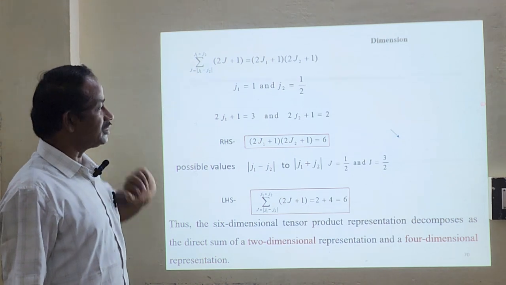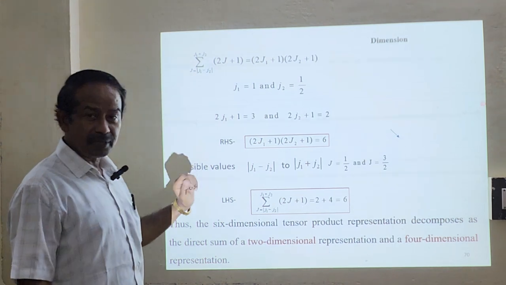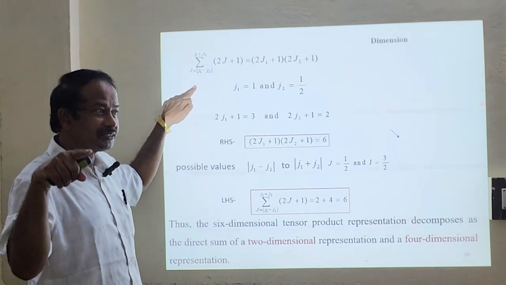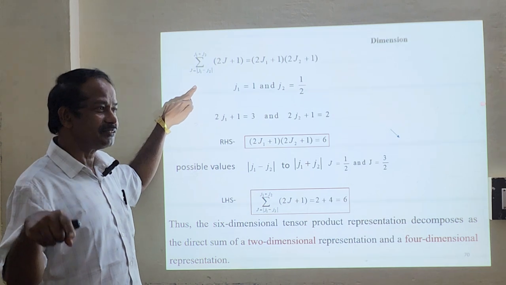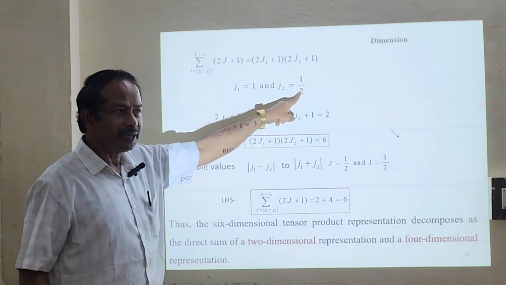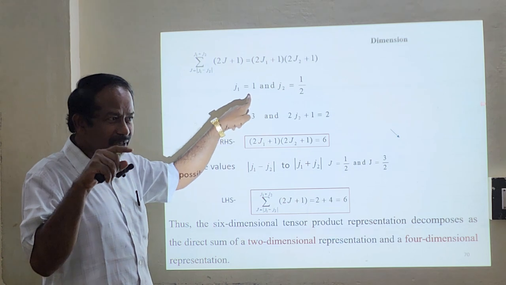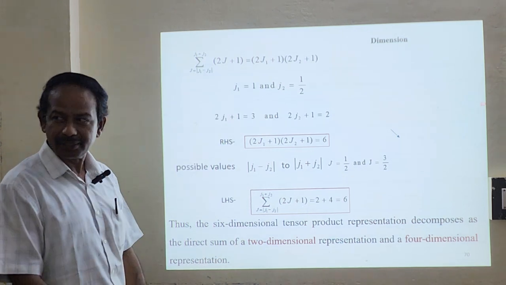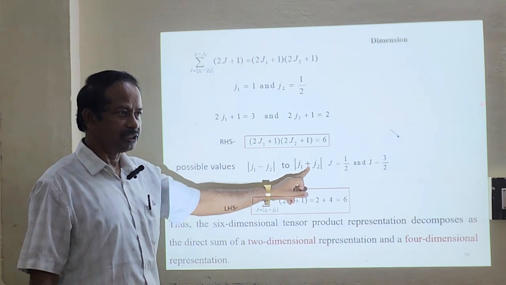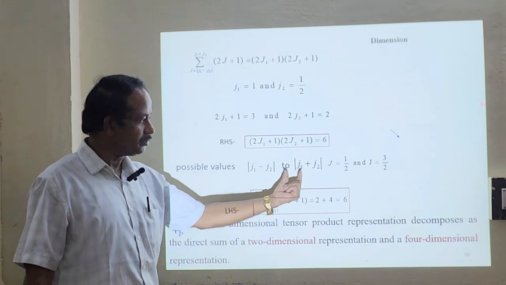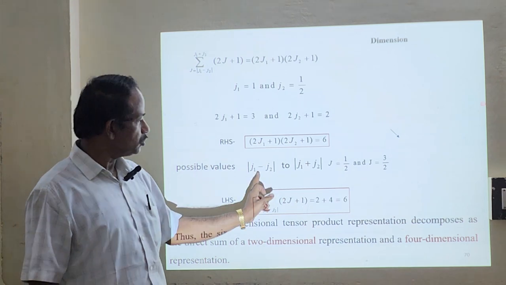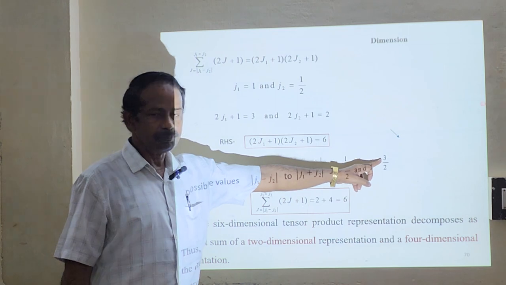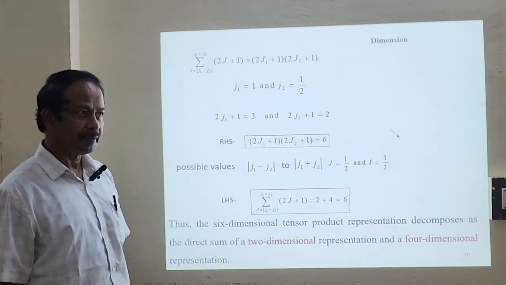What are the possible values for J? As I said, maximum and minimum. Maximum will be J1 plus J2, minimum will be J1 minus J2. So 1 plus 1 by 2 will be the maximum value, 1 minus 1 by 2 will be the minimum value. Is it okay? Very simple. So J1 minus J2 to J1 plus J2, this is the minimum value and this is your maximum value. You will get 1 minus 1 by 2 equal to 1 by 2, and 1 plus 1 by 2 equal to 3 by 2. Is it okay?